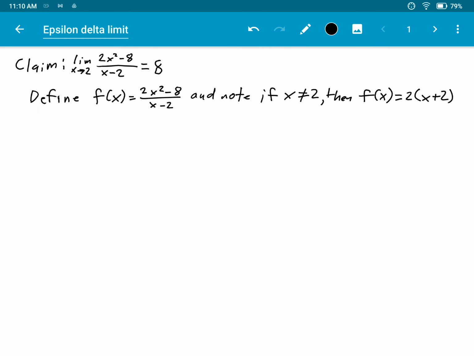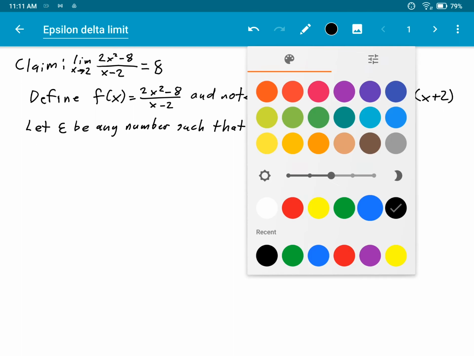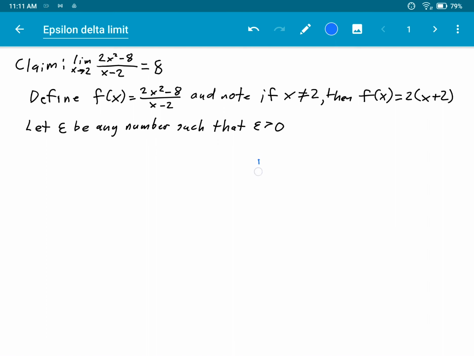Now, we need to be able to prove something for every single epsilon greater than 0. So we will let epsilon be any number such that epsilon is greater than 0. And now we're going to do some little side work. So this is not part of the proof. It's just us thinking. So over here on the side, we're going to add some thinking.